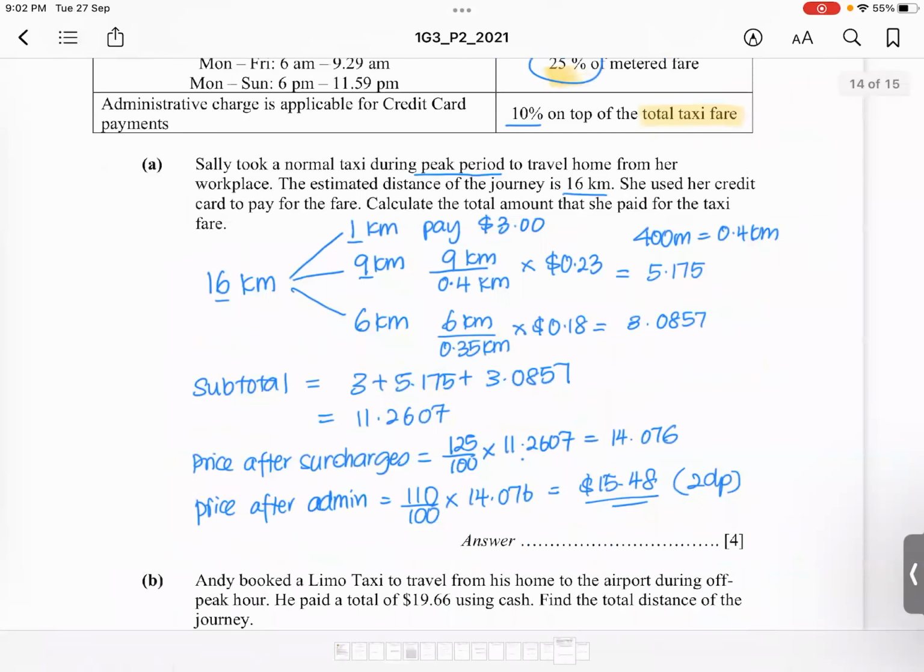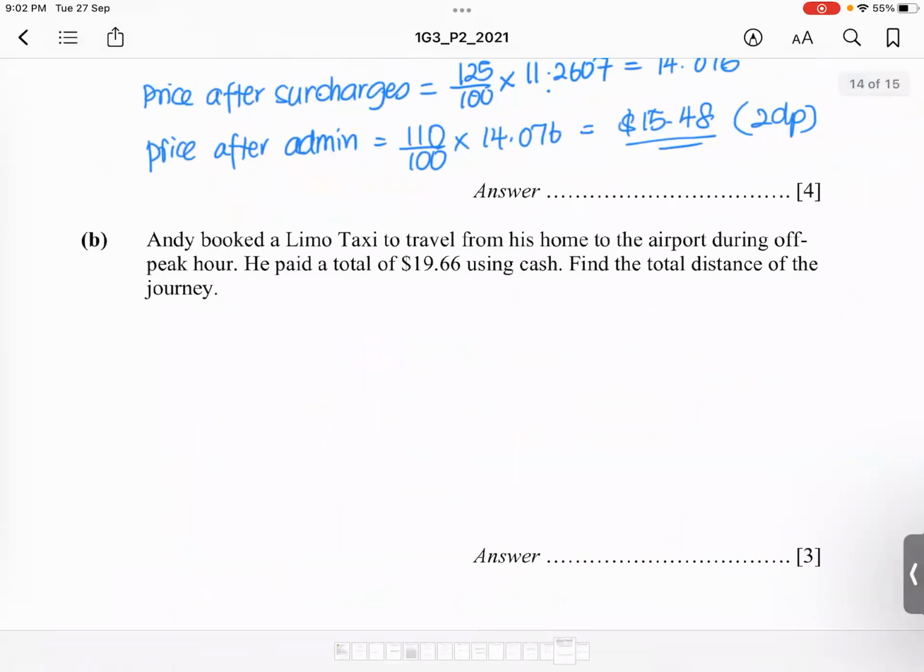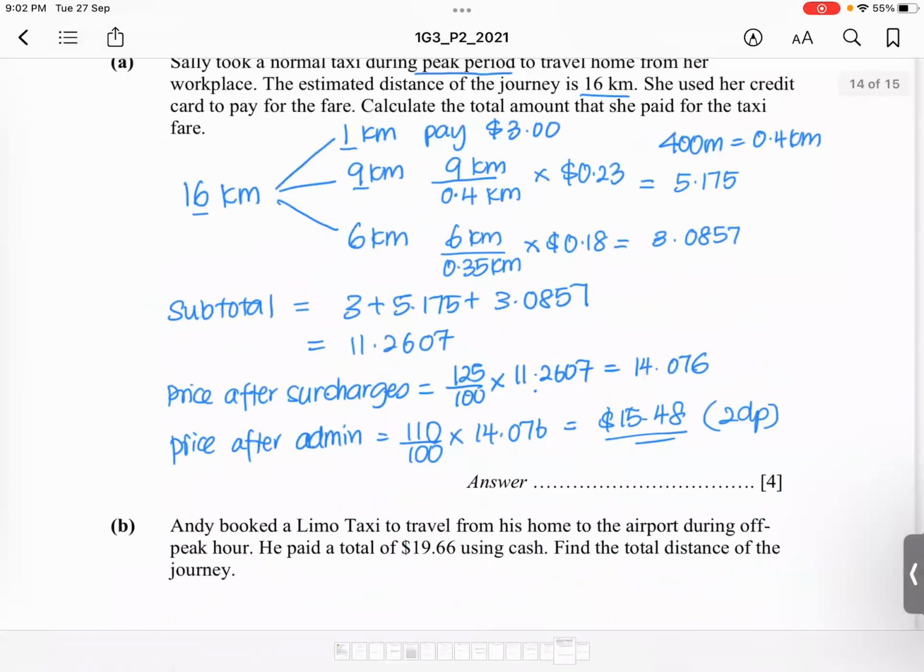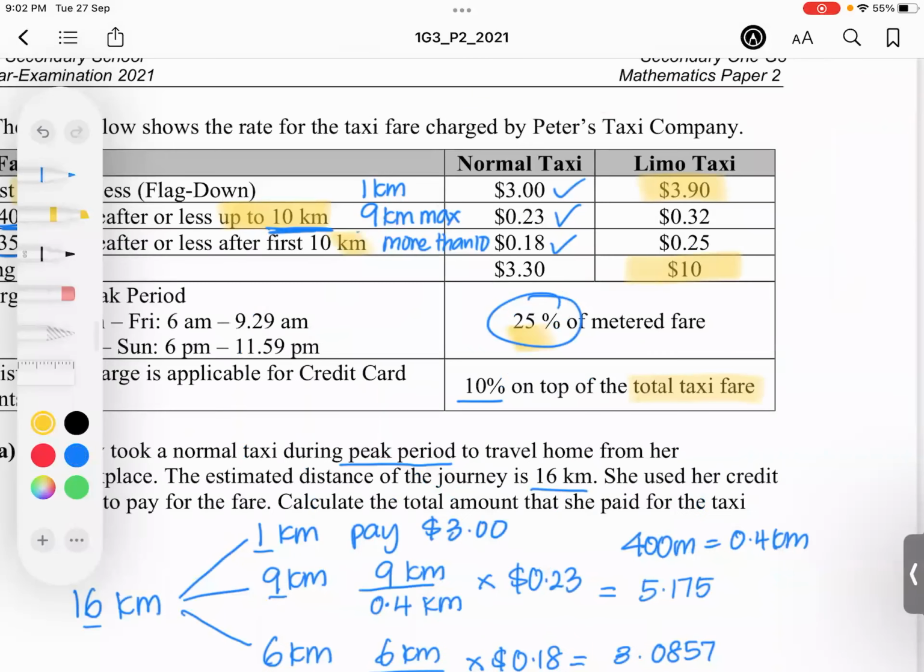This person booked a limo taxi. Now we are going to look at the limo taxi. Limo taxi is under this column. Maybe I'll highlight it. Booked a limo taxi. So got booking fee, $10, okay? And then 0.9. Then the rates are different, 0.325 and 0.25, okay?